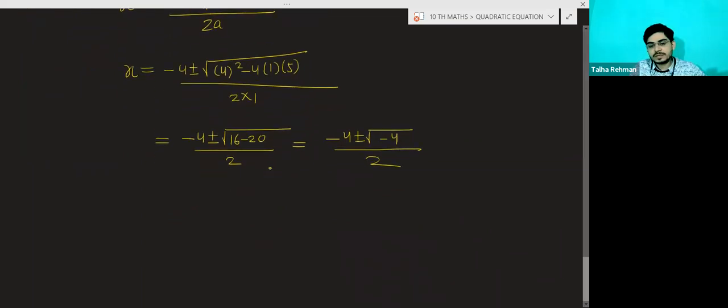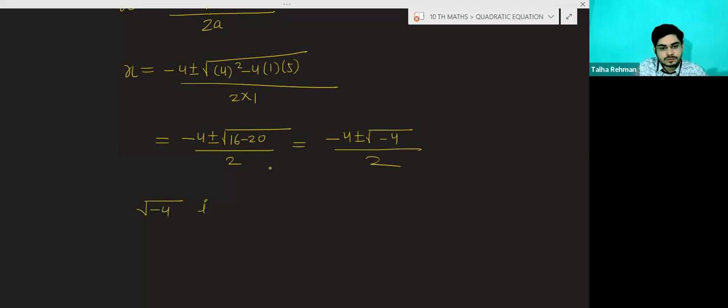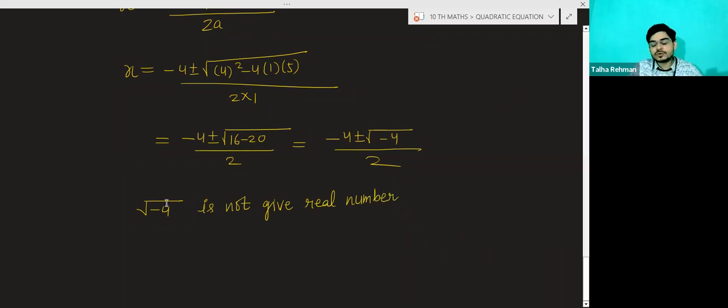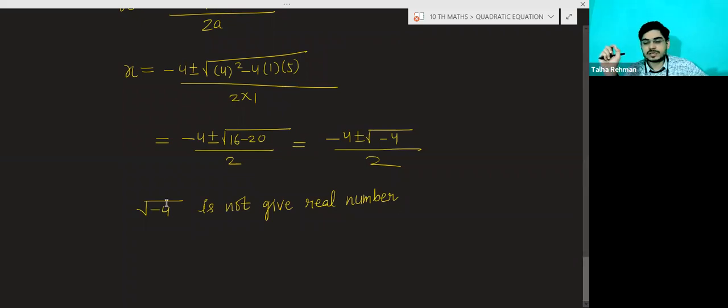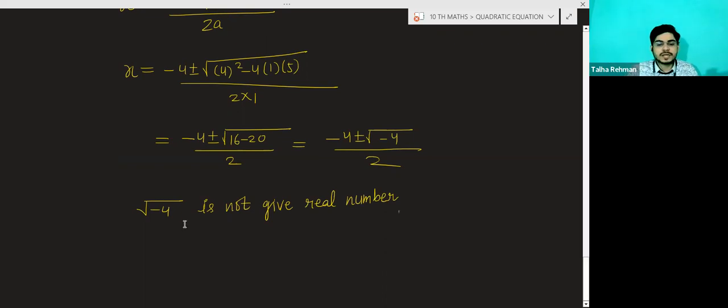Remember one thing, here you will write root of minus 4 is not possible, not give real number. I know what is root of minus 4, basically it will be 2 iota, but that is not in your syllabus. So we will write root of minus 4 will not give a real number, okay?